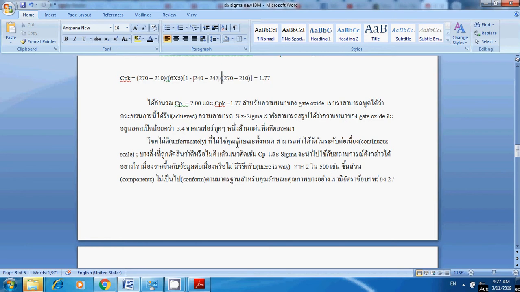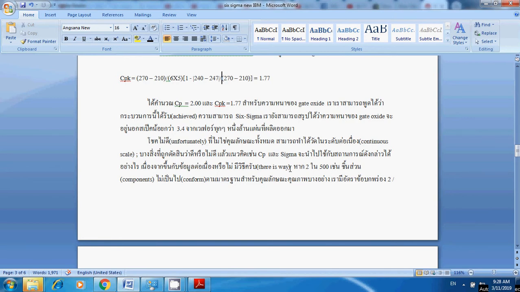Unfortunately, not all characteristics can be measured on a continuous scale. Something is judged to be good or bad. So how can the concepts of Cp and sigma be used in that kind of situation, since they depend on continuous data?